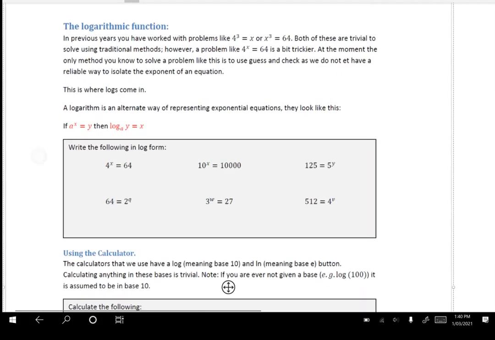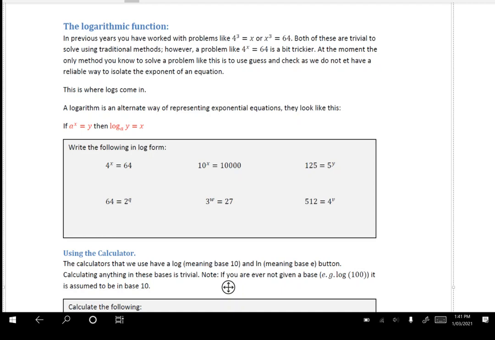Okay, so in previous years we've looked at stuff like 4 cubed equals x or x cubed equals 4. Those are easy to solve. You can't use regular algebra to solve if the exponent is a variable though. So for example, 4 to the power of x equals 64. You can do things like brute force guessing, but that won't always work and it takes a long time. So that's why we use logs. So if we have a to the power of x equals y, then log base a of y equals x.